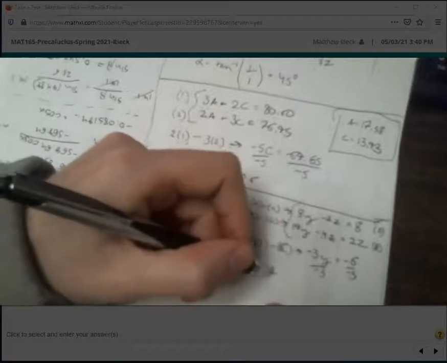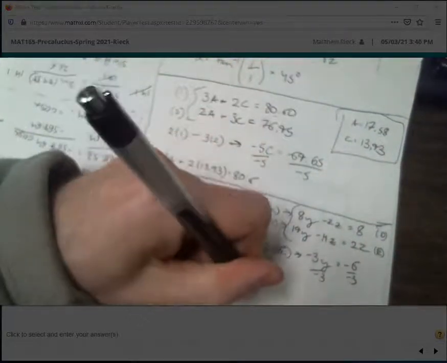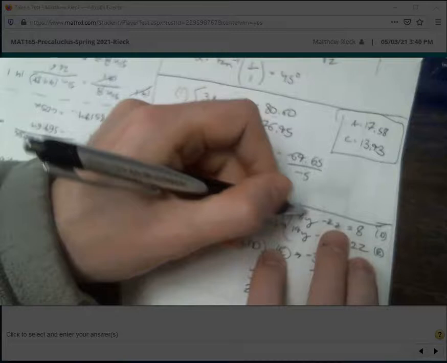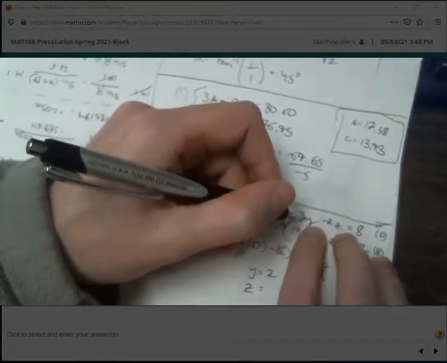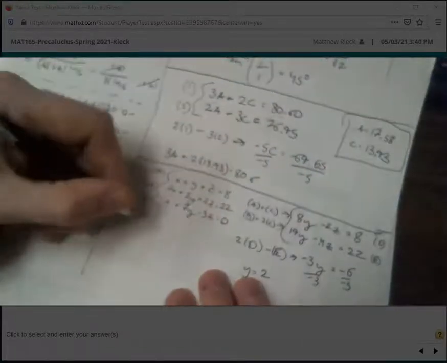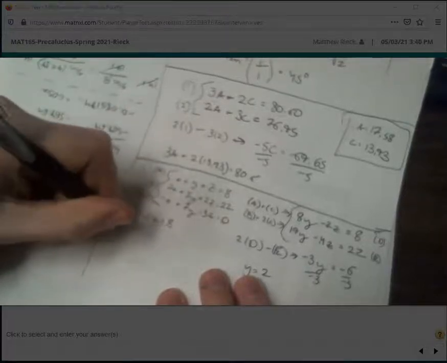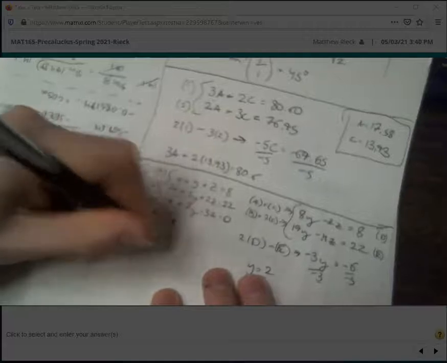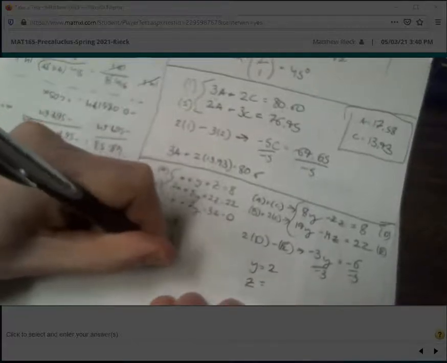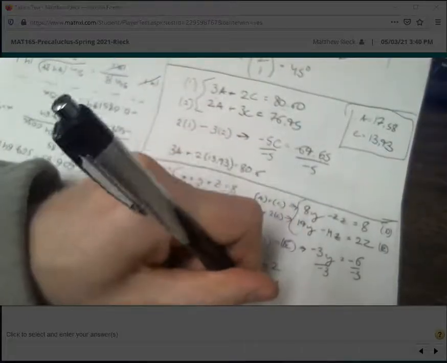And then we just plug our way back to the original ones. If y equals 2, we can use either of these two equations to solve for z. So I'm going to go ahead and use equation D here. So you have 8 times 2, which is 16, minus 2z is going to be 8. So you have 16 minus 2z equals 8. You can subtract 16 from each side. Negative 2z equals negative 8. Divide both sides by negative 2. We end up with z equals 4.